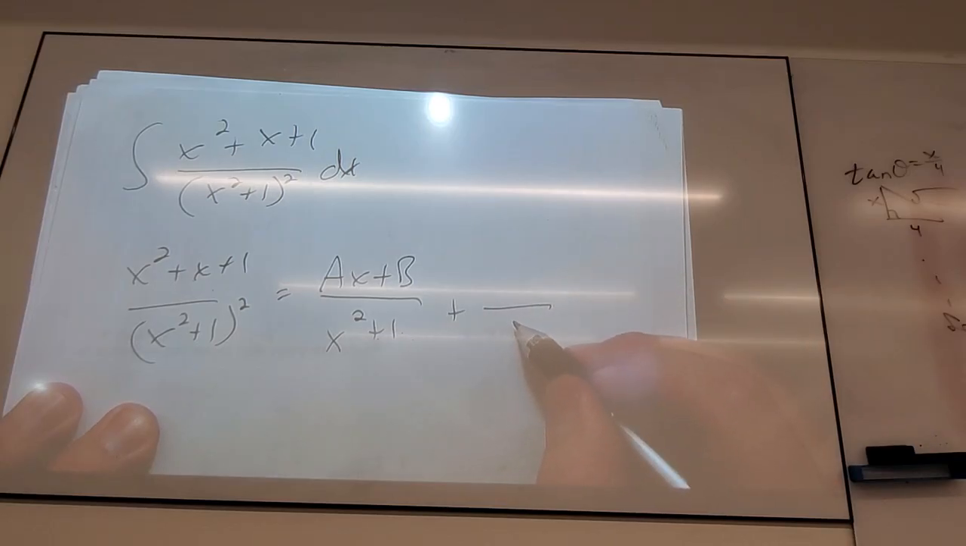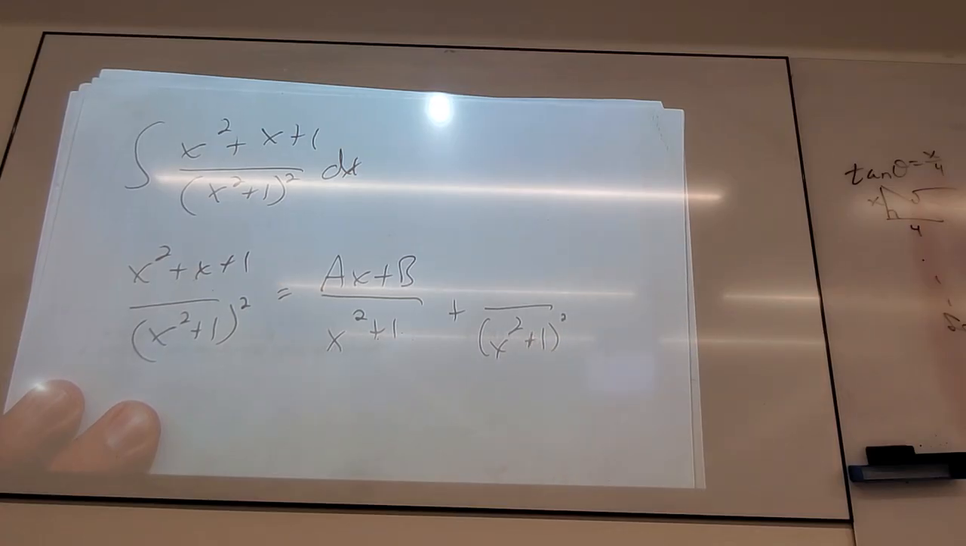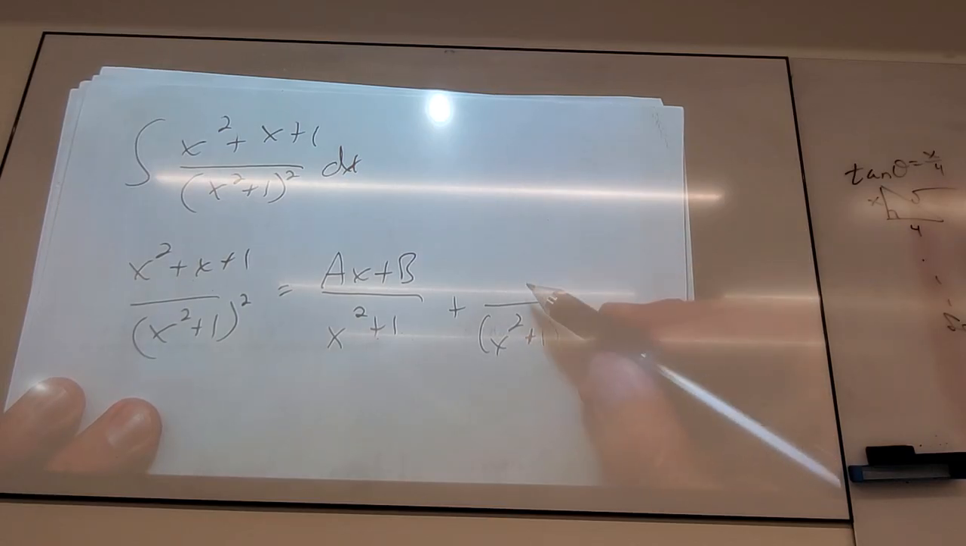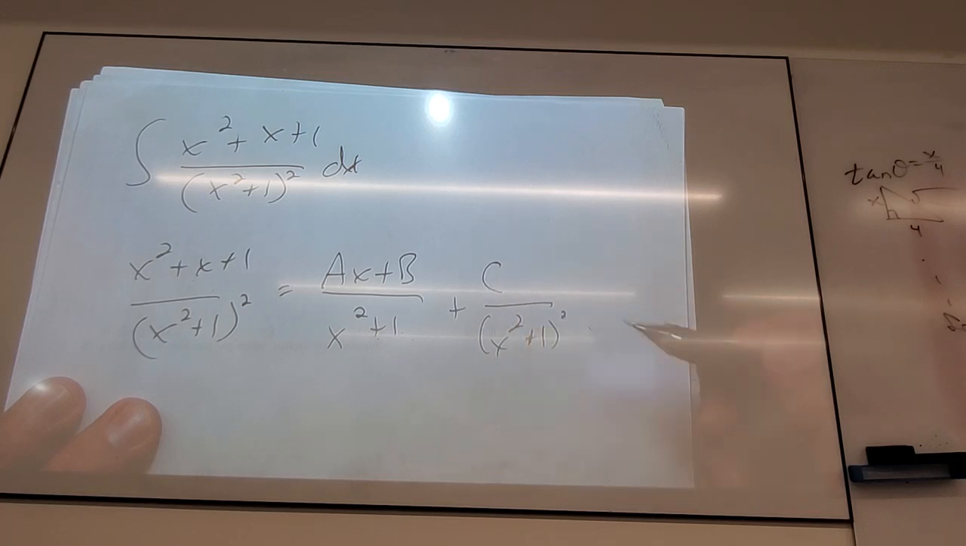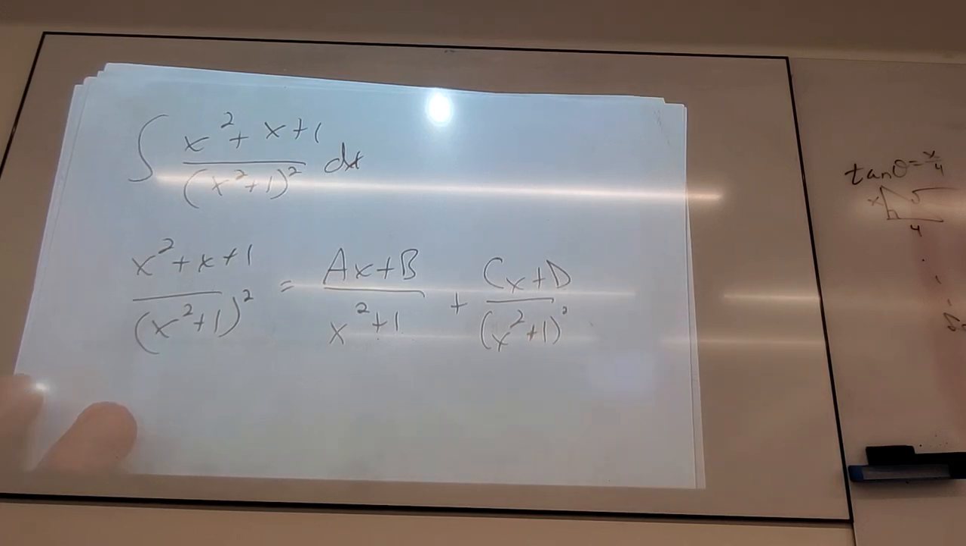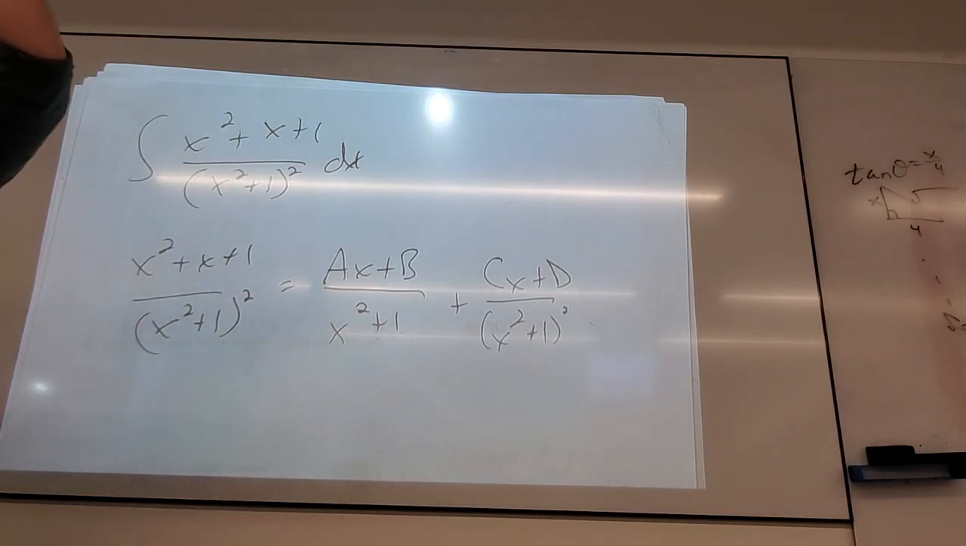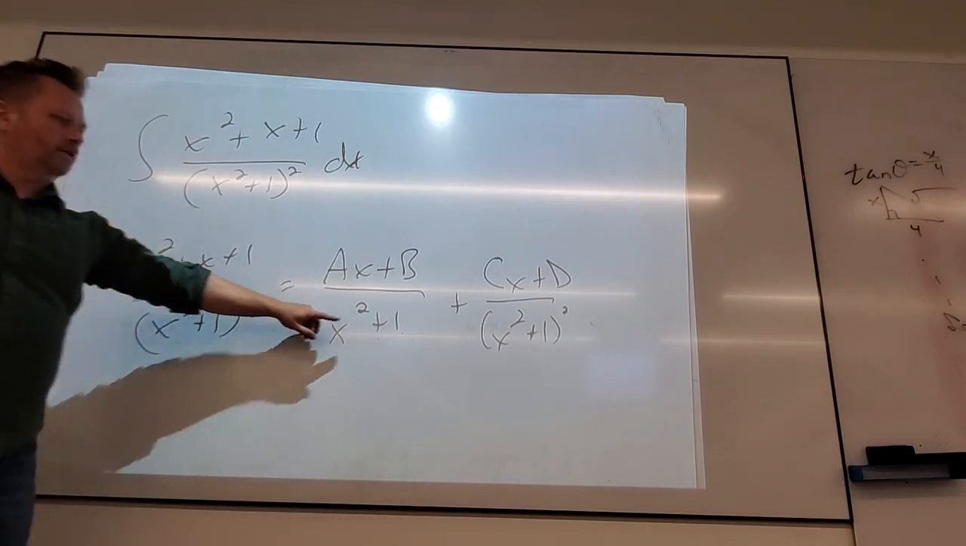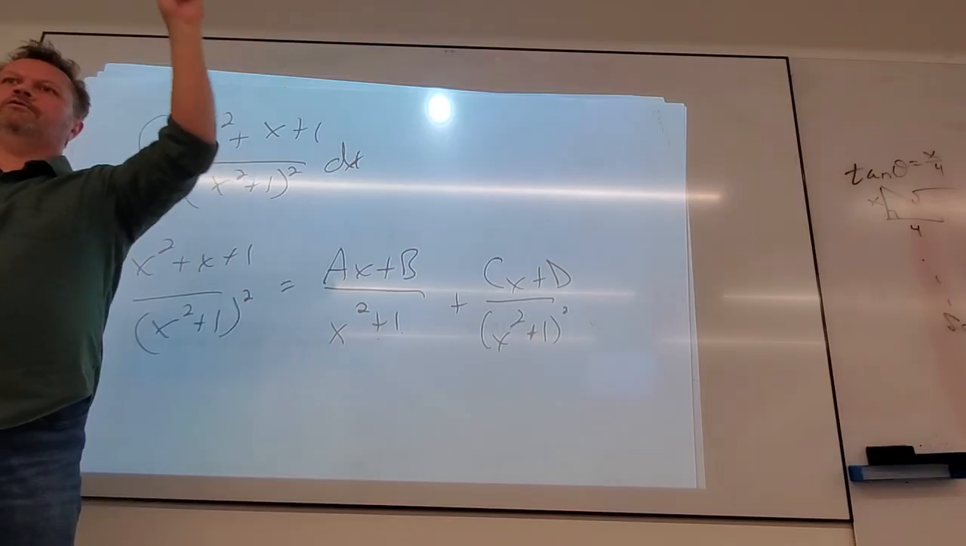What's on the bottom of the second one? Good, because I got x squared plus 1 squared, because I got a repeated factor. But what goes on the top of that one? Just another cx plus d. Again, the thing that's repeated is second degree, so the top has to be first degree, one degree less. No, this is second degree. The top must be the most general first degree.